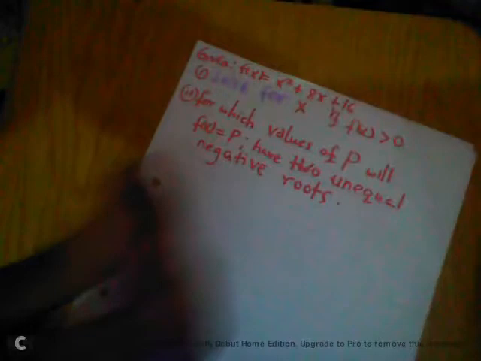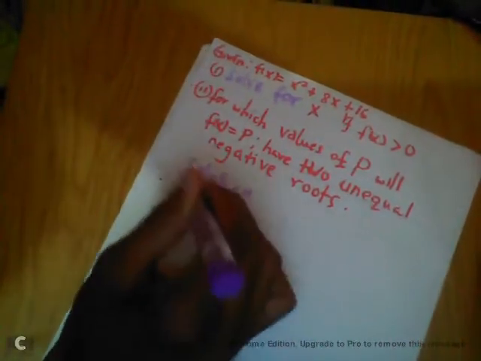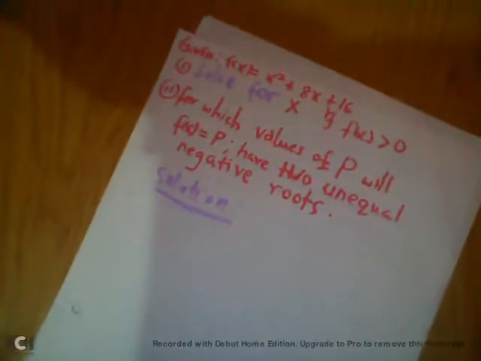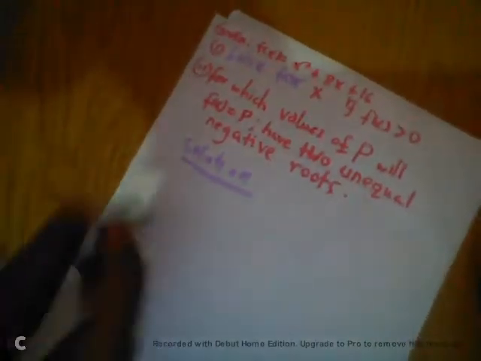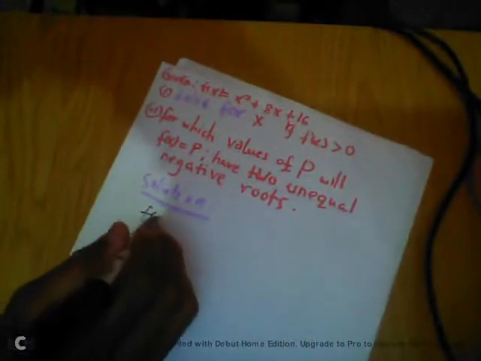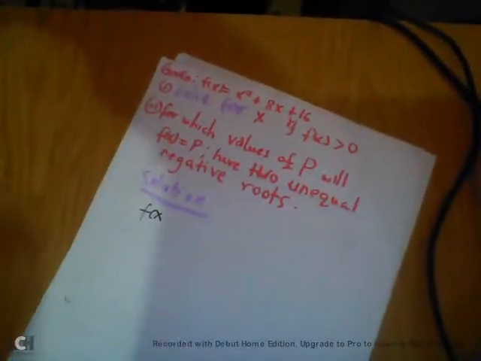Okay, solution. My apologies, the pen is not clear, so I'm going to use another one. So solution. Let's say f of x is greater than 0 for the first one. Let's copy it. Let's solve the equation: f of x is greater than 0.